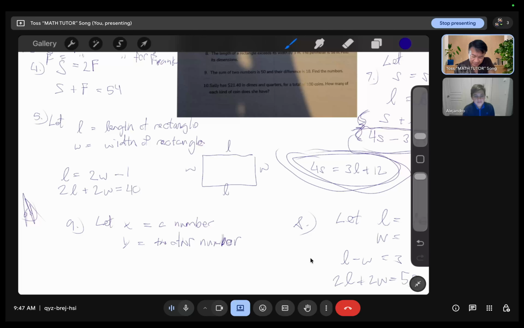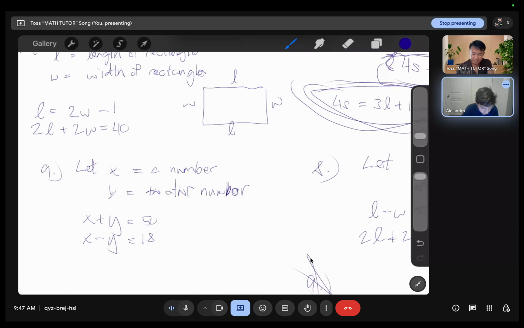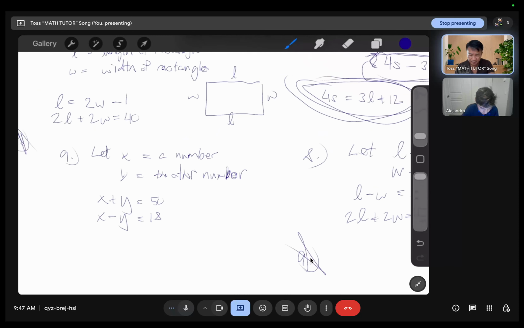Okay, I assume you know how to set this up. The sum of the two numbers. I'll write this one because I think the last one is more challenging. The sum is 50. The difference, x and y, is 18. Is that okay? Yeah, that's it. I'll let you solve that.